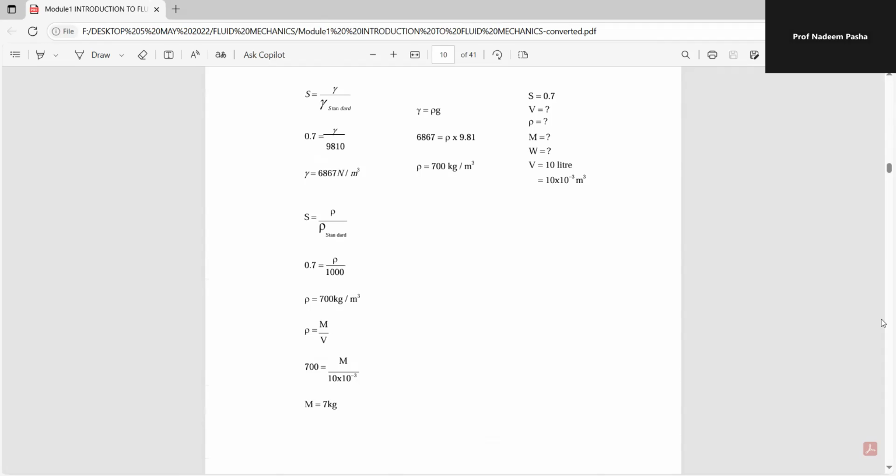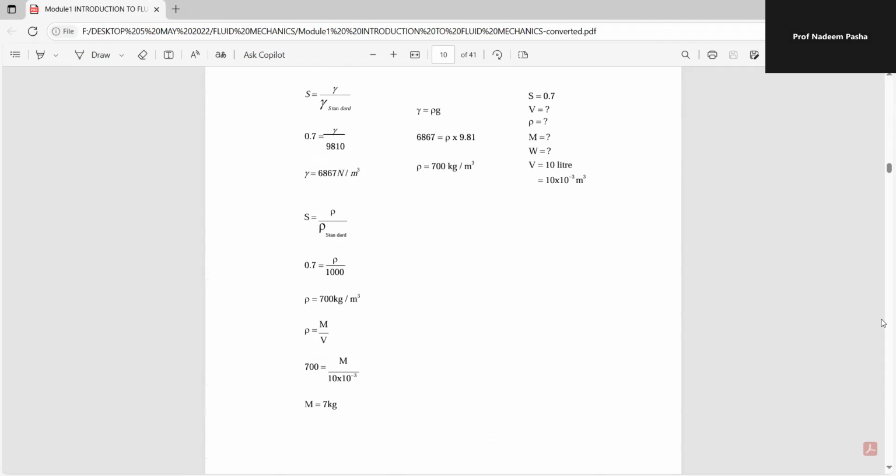So what we are doing, in place of density of standard fluid, we are taking it to be equal to 9.81 into 1000. How are we doing it? Because gamma is nothing but rho into g. If you remember, gamma is also known as rho into g. Rho is 1000, g is 9.81. So if you multiply both, it will come to be 9810. So your gamma will be equal to 0.7 into 9810. So it comes out to be 6867 Newton per meter cube.